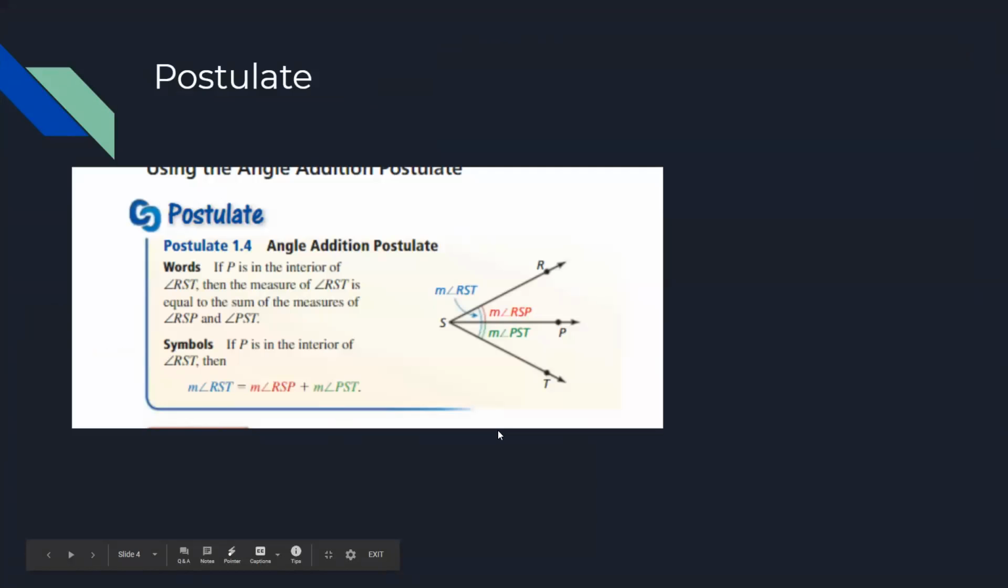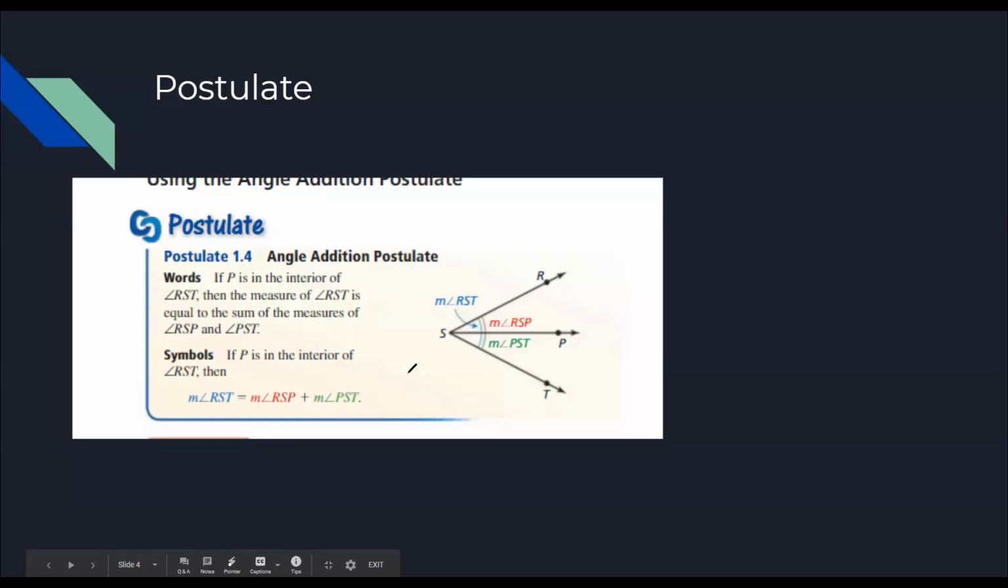All right, so postulate 1.4, angle addition postulate. If P is in the interior of angle RST, then the measure of angle RST is equal to the sum of the measures of angle RSP and angle PST. If P is in the interior of angle RST, then measure of angle RST is equal to measure of angle RSP plus measure of angle PST.